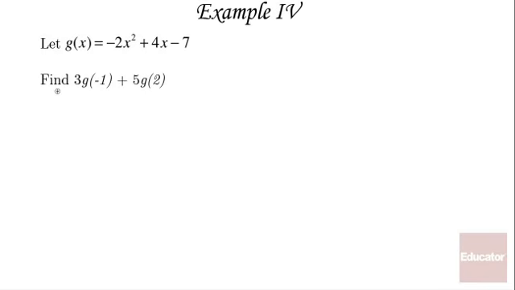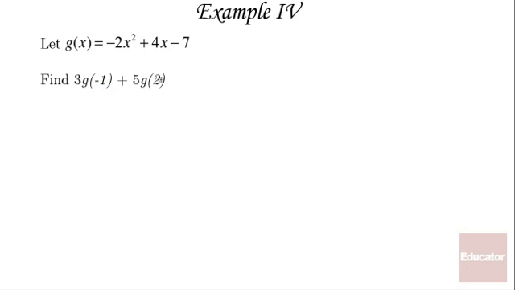In this example, you see that they say g of x instead of f of x. It's a different letter, but you just handle it the same way. So let g of x equal -2x squared plus 4x minus 7. And we're being asked to find this whole thing: 3g of -1 plus 5 times g of 2. So 3g of -1 plus 5g of 2.